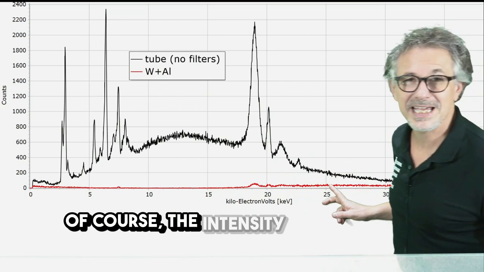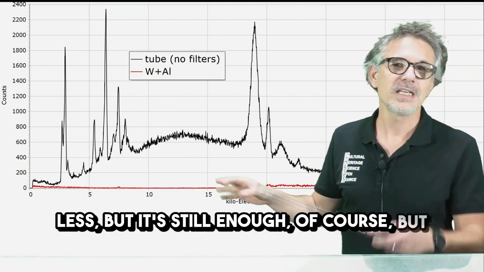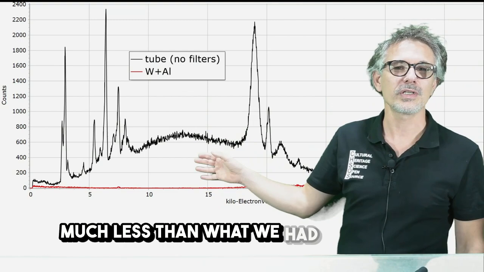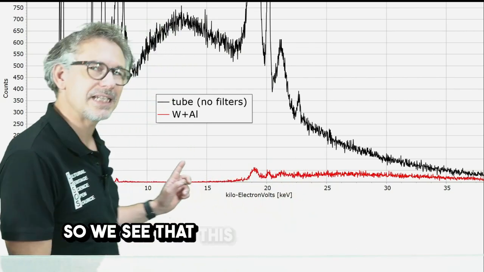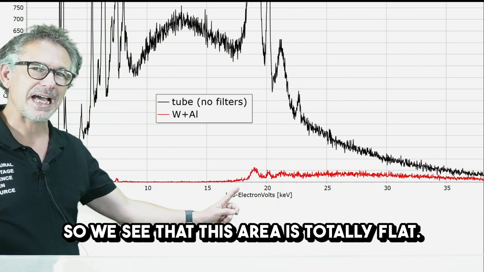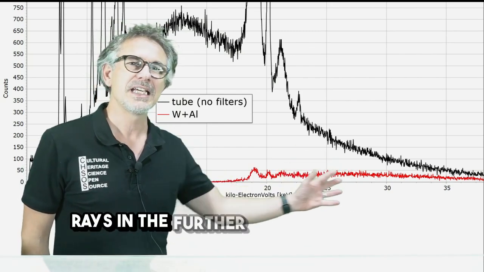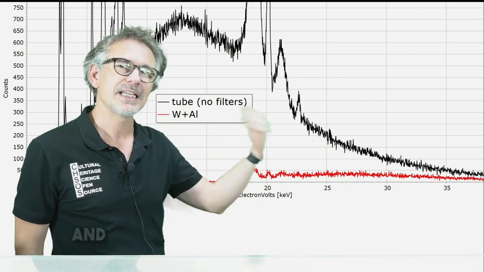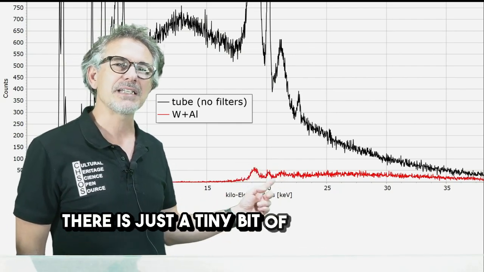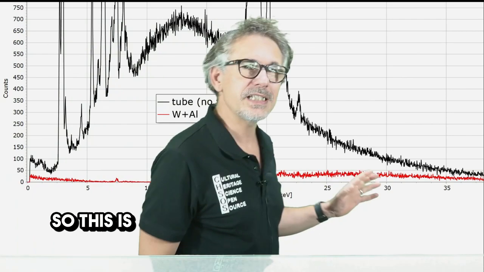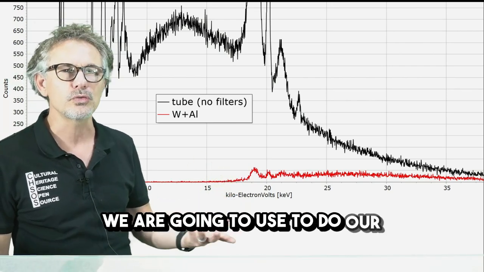Of course the intensity of this area is much less, but it's still enough, but definitely much less than what we had originally. We can magnify the spectrum, so we see that this area is totally flat, and then over here we have the actual source of X-rays in the further part to excite the other elements, and we saw that it is practically flat. There is just a tiny bit of Compton over here. So this is the typical spectrum of the output that we are going to use to do our examination.